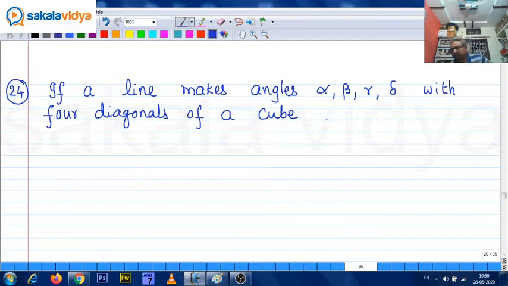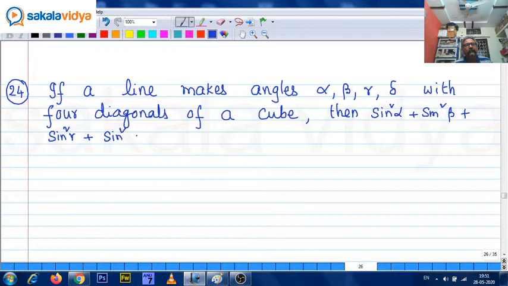If a line makes angles alpha, beta, gamma, delta with four diagonals of a cube, then sine square alpha plus sine square beta plus sine square gamma plus sine square delta equals to: okay, first option 5 by 3, second option is 4 by 3, third option is 8 by 3, fourth option is 2 by 3.